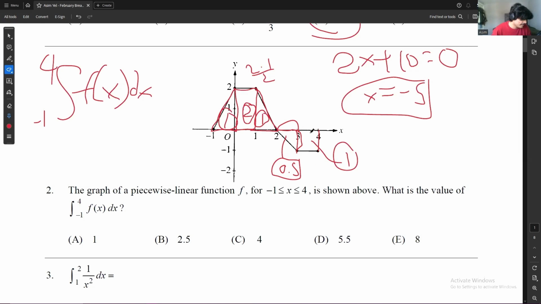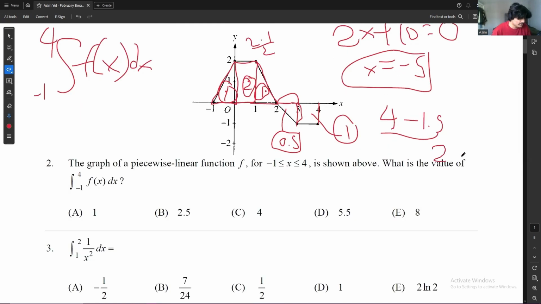So below the x-axis, we have -1.5 because it's under the x-axis. And on top, we have 2, 1, and 1. It's going to be 4. And our area has to be equal to 2.5. Answer choice B.